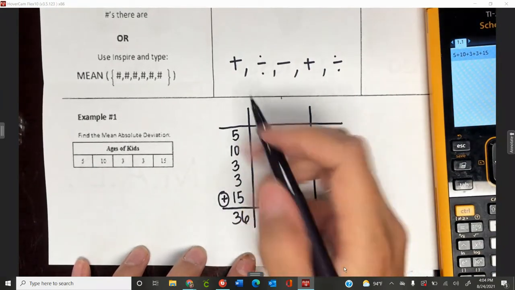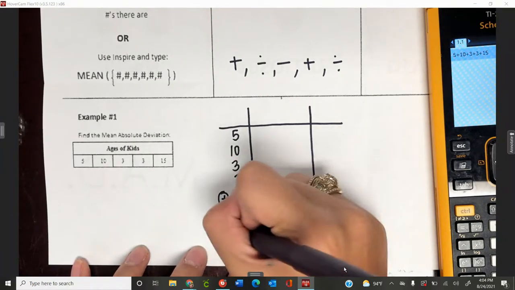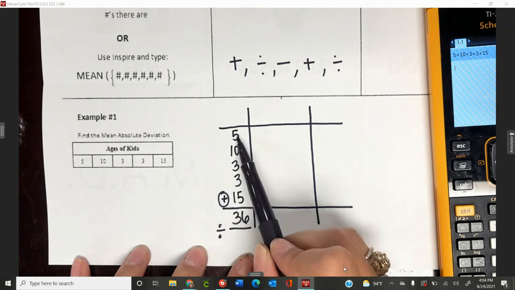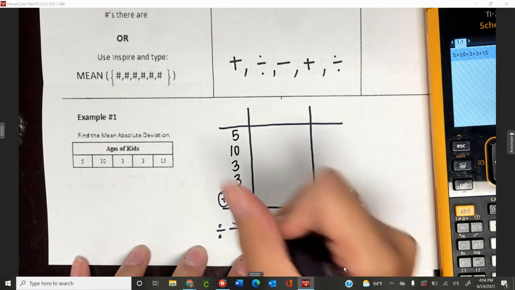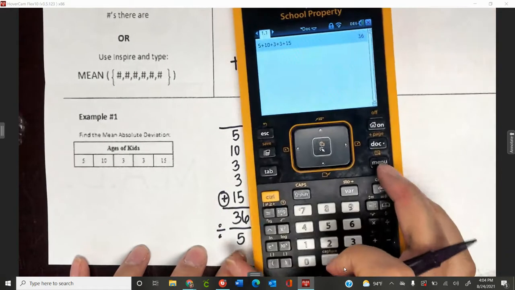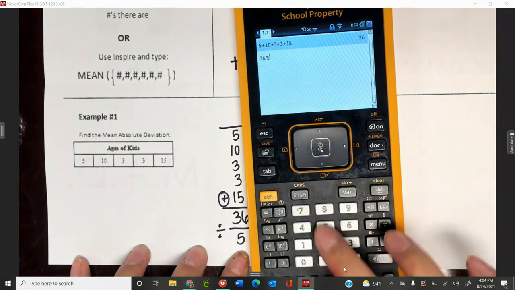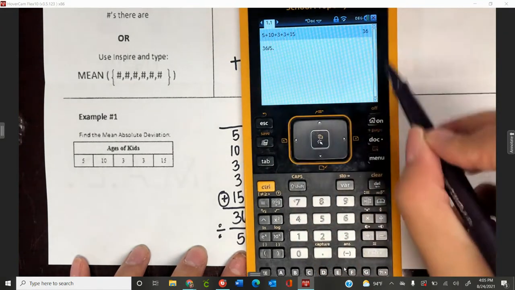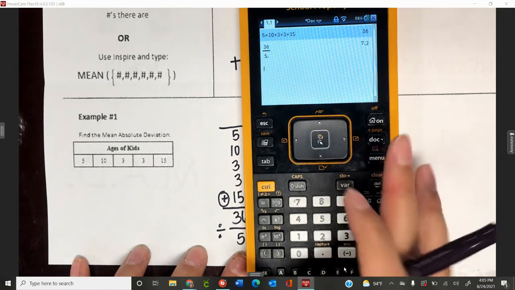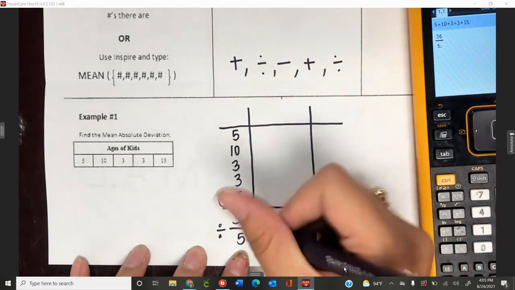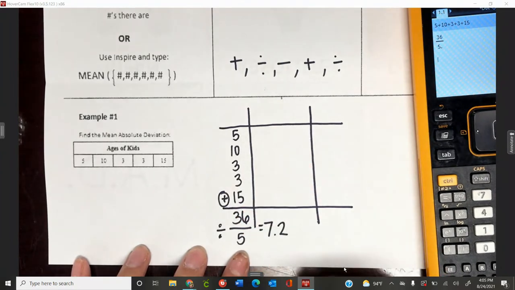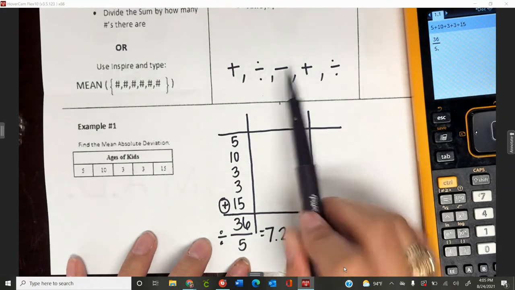Okay, so now we have to divide. We're going to divide by the amount of numbers we added together. Here I added together 1, 2, 3, 4, 5 numbers. So in your calculator, 36 divided by 5. Make sure you include a decimal point, because if you don't, it's just going to return the same fraction back to you. So 36 over 5 equals 7.2. So now that you have your mean, our next step is going to be to subtract.